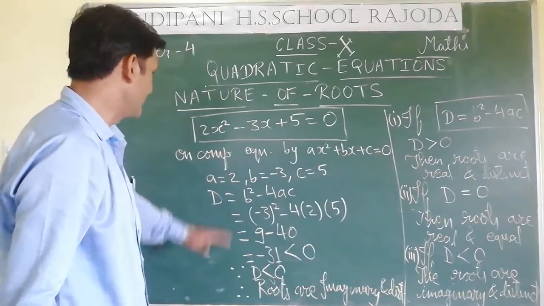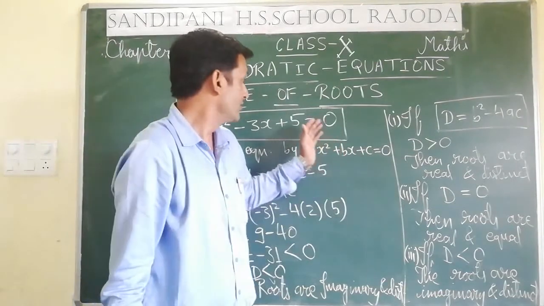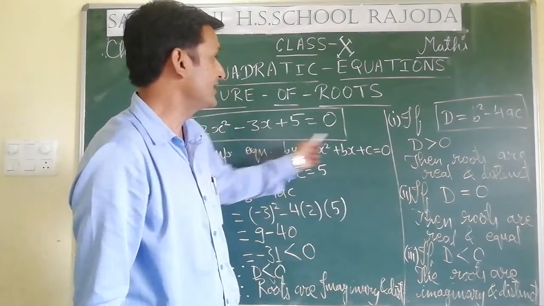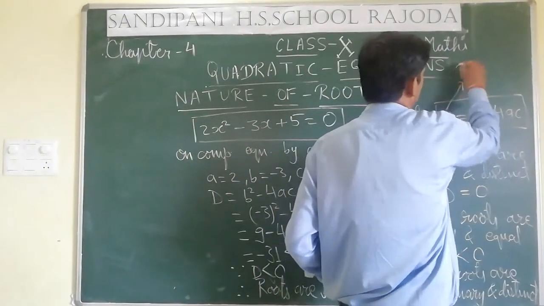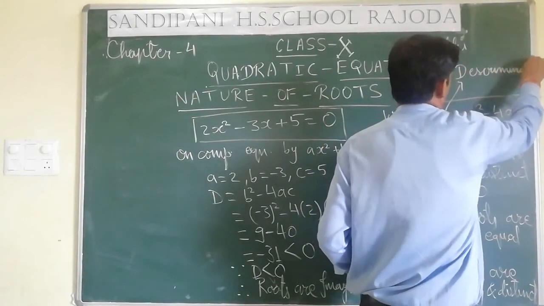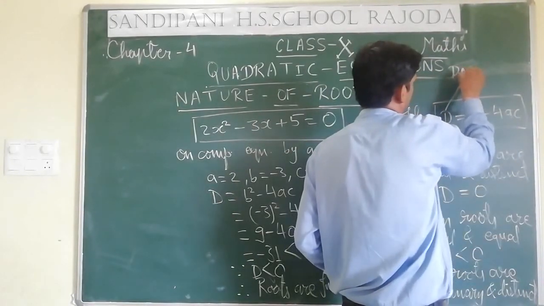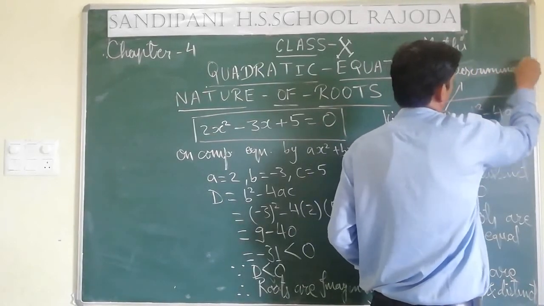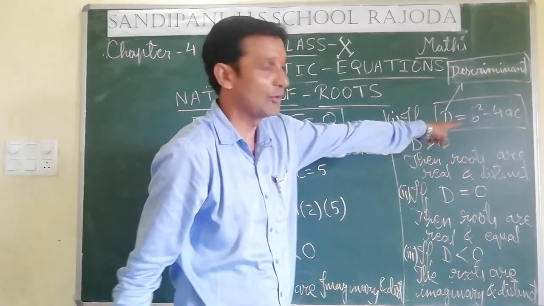So in this manner you can find out the nature of roots of a quadratic equation. This is the way to find the nature by putting the values of a, b, c in this discriminant. This D is called discriminant, which is equal to b square minus 4ac.